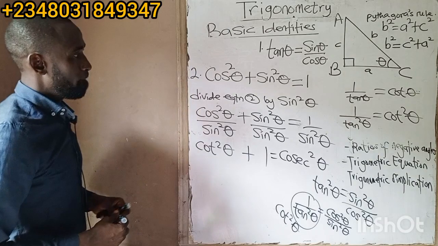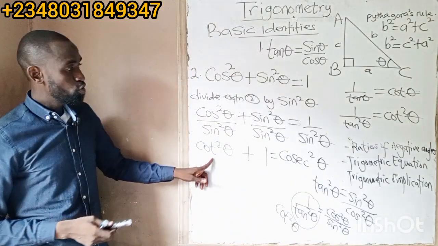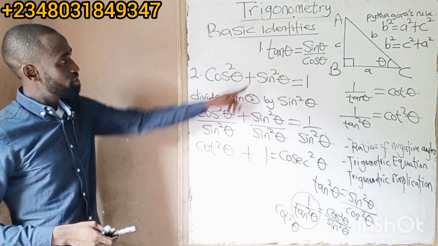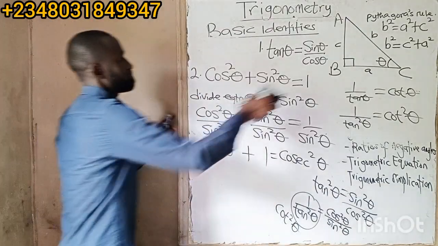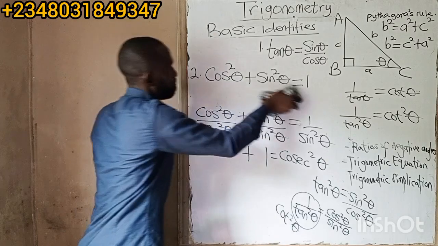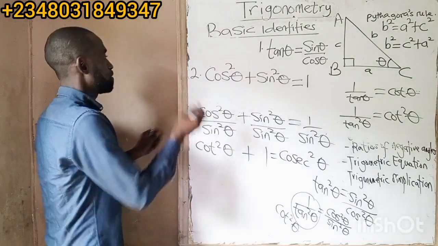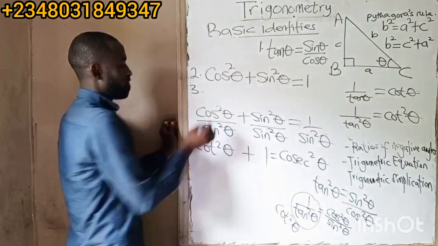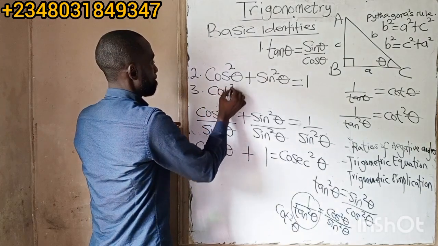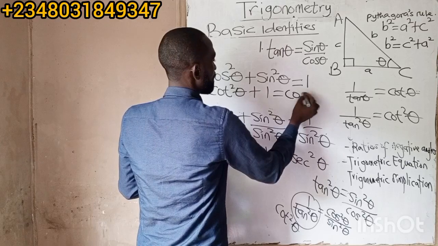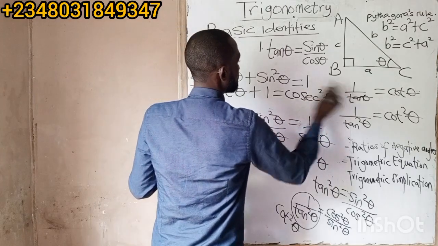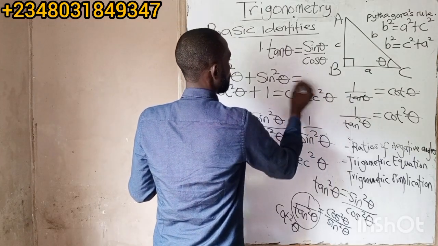This is the third basic identity. I have shown you how they got that. So what's the third one? We have 4 of them. The third one, 3: cot square theta plus 1 must give us cosec square theta. That is the third one.